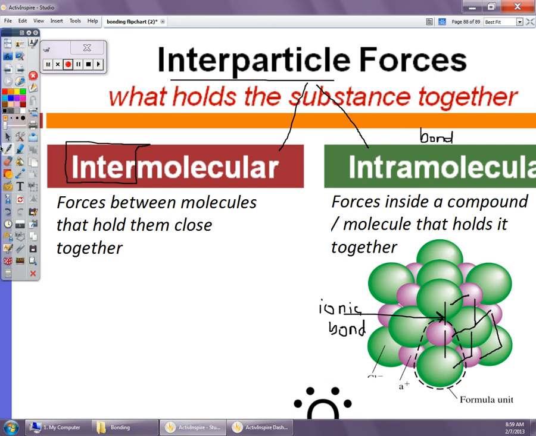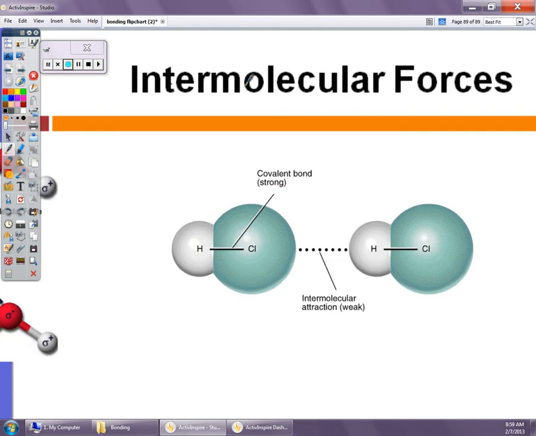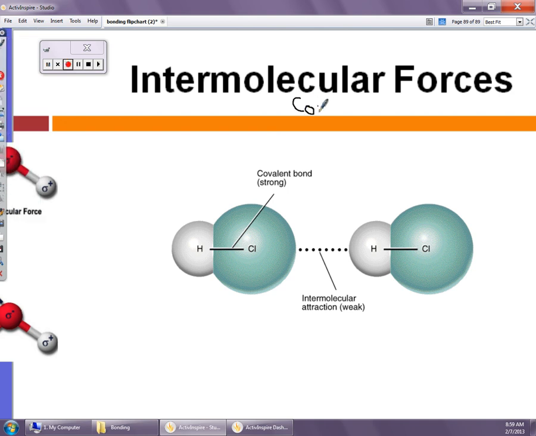So what is it that we have that holds one water to the next? That's going to be your inter. Let's talk about that. Intermolecular forces. These are going to be what we find in covalent bonds. If we had a covalent molecule here, from the H to the Cl, that is our covalent bond. This is going to be an intramolecular force because it is inside the molecule.